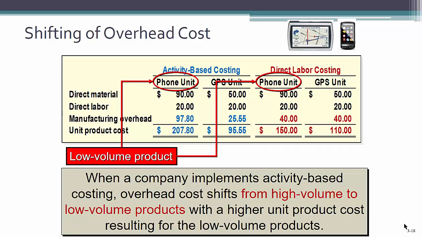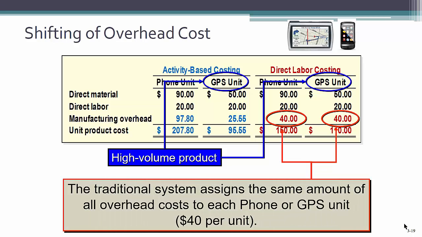Activity-based costing shifts costs from high-volume products produced in large batches, like the GPS systems, to low-volume products produced in small batches, such as the phone systems. The traditional costing method, based on direct labor hours, ignores the existence of batch and product level cost. It assigns the same amount of all overhead cost, including the cost related to production orders, to each phone or GPS system, $40 per unit, regardless of how much resources each of these types of products consumes. The strength of ABC is that it helps companies identify inefficient processes and inaccurate costing and ultimately improves profitability.